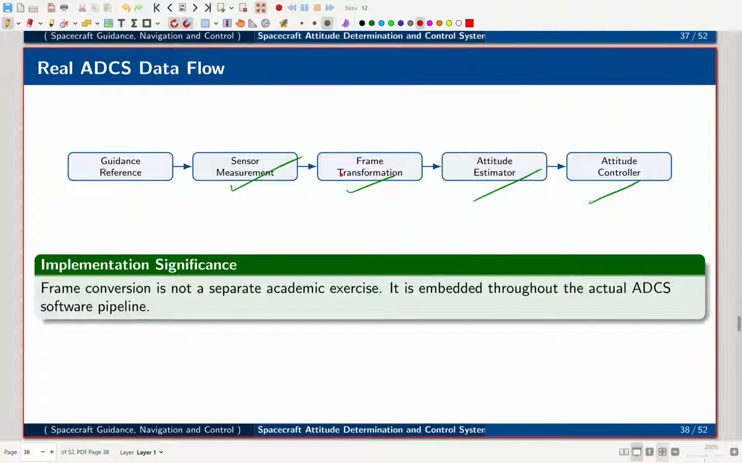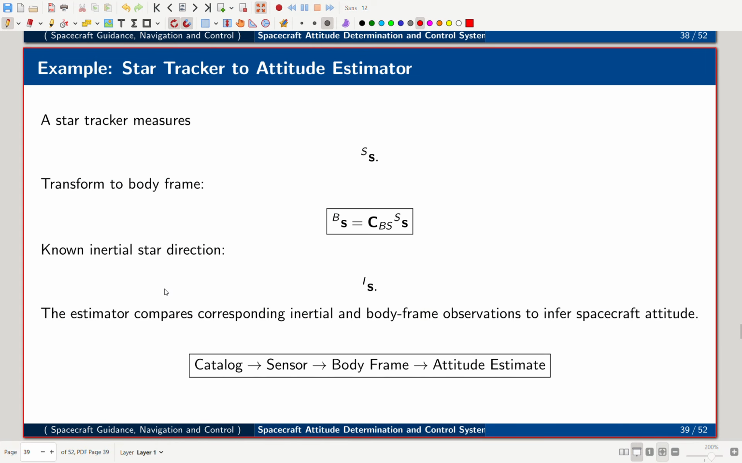So, implementation significance: frame conversion is not a separate academic exercise. It is embedded throughout the actual ADCS software pipeline. So once we build the flight control software for ADCS, all frame conversion and transformation is needed. It should be part of this deployment.